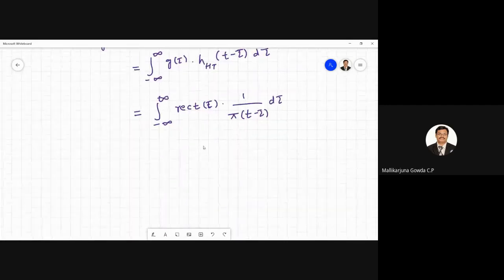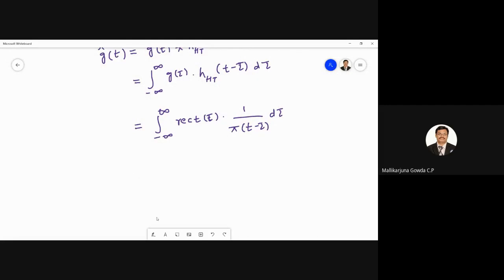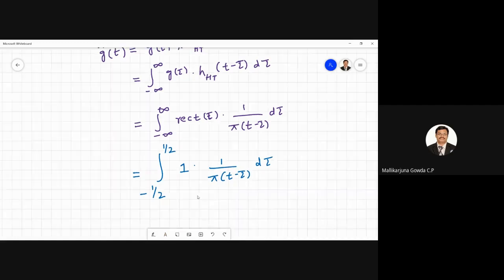So what will be its limits now? It will be from minus 1 by 2 to plus 1 by 2, isn't it? During that time my rectangular pulse value is 1. So 1 into the remaining terms as they are: 1 by pi of t minus tau, d tau. Is this fine? So now we need to clear this mathematical simplification.